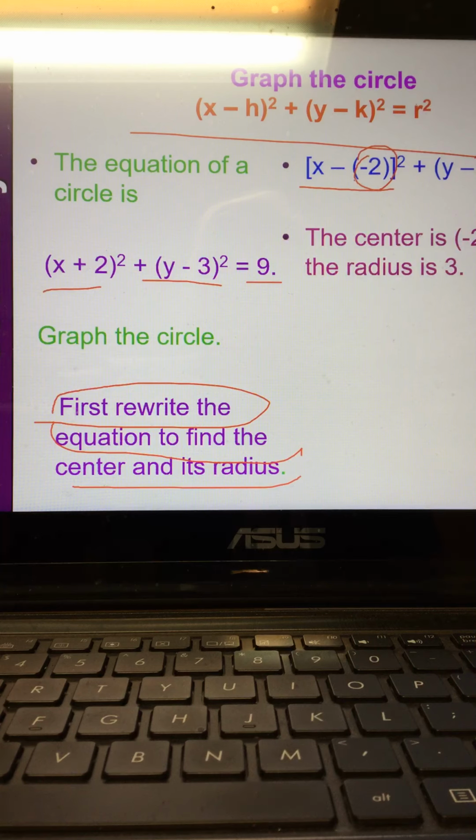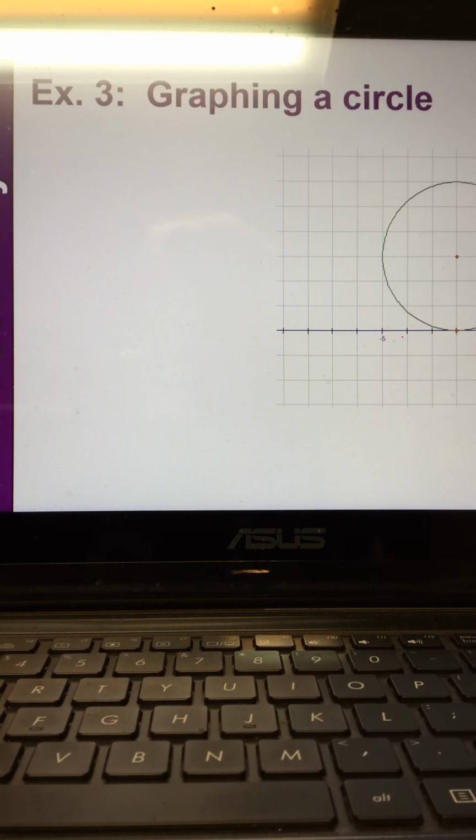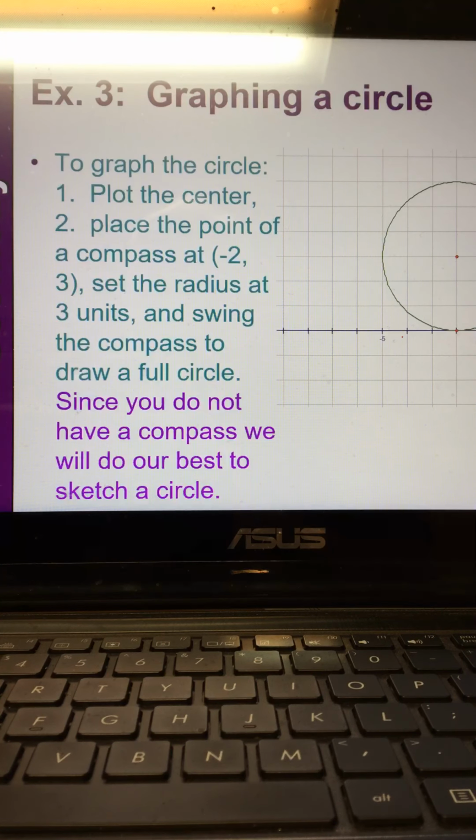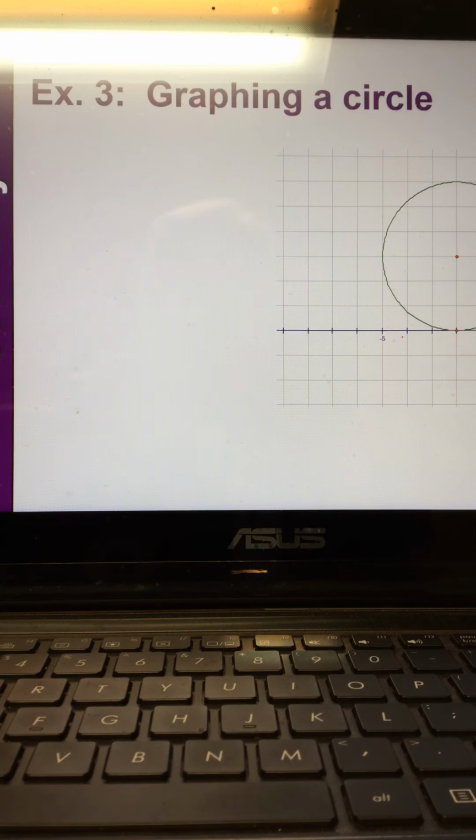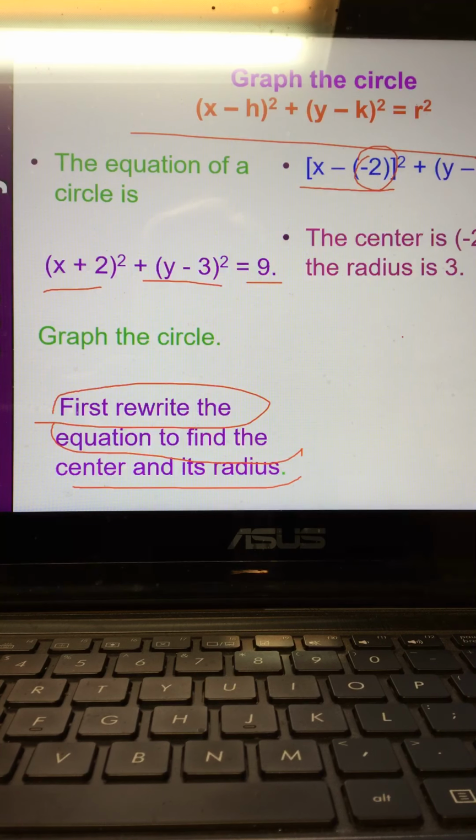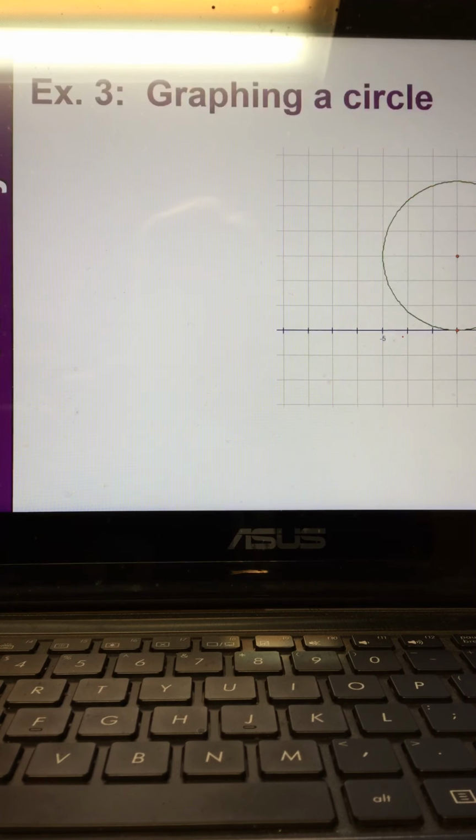So my center would be negative 2, positive 3, and the radius is 3. That's what I need to know in order to be able to graph. Now, if we want to graph a circle, the first thing you're going to do is plot the center. So if you go back and look, our center was at negative 2, positive 3.